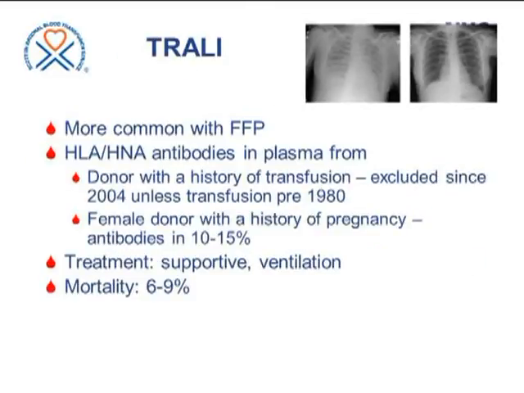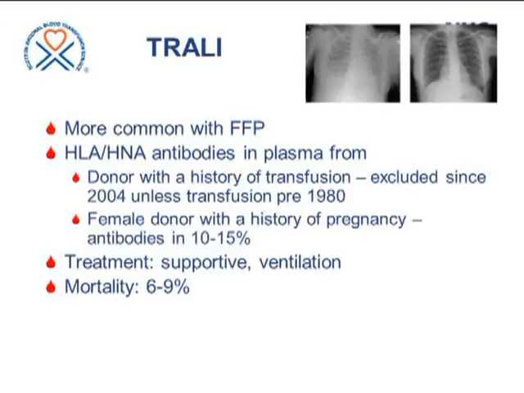It's more common with FFP because the antibodies are found in the plasma component. And these antibodies are only really likely to be found in donations from people who have either had a transfusion in the past or who have been pregnant in the past. Now, obviously, in view of the concerns about new variant CJD, people who have been transfused since 1980 are no longer allowed to be blood donors, and so this has reduced the risk of TRALI as a result.